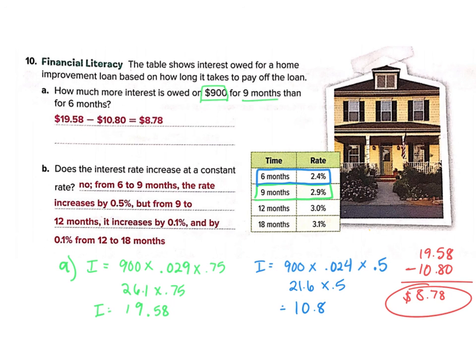So then B is just asking you to reason through, does the interest rate increase at a constant rate? And clearly the answer is no, because at 6 months the rate is 2.4%. At 9 months it's 2.9%, so it went up by 0.5. At 12 months it's 3%, so it went up by 0.1. And at 18 months it's 3.1%, so it went up another 0.1. So no, the interest rate increasing was not at a constant rate.